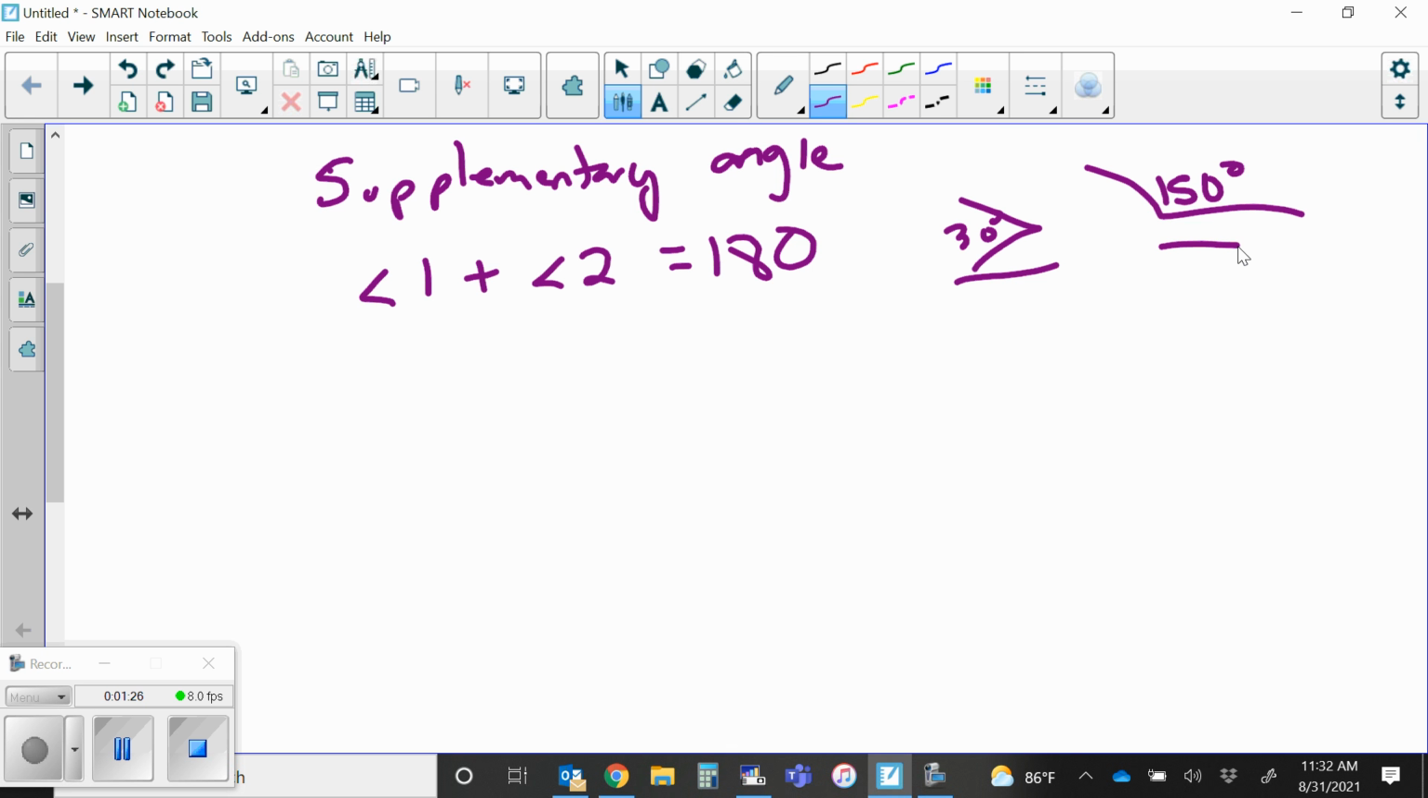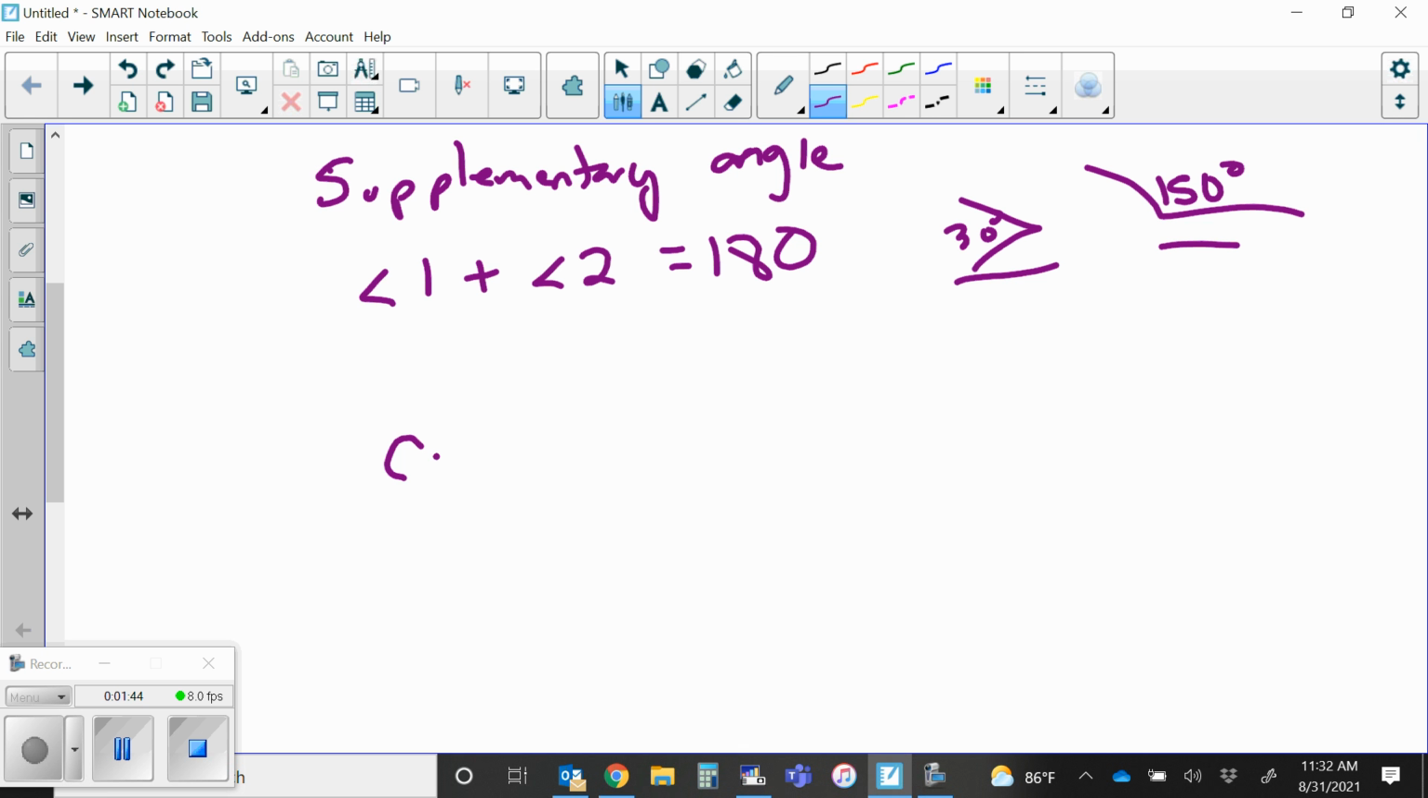By the way, what is a line made up of? We've talked about this in the past. How many degrees in a line? 180. We're going to need to remember that fact for later.